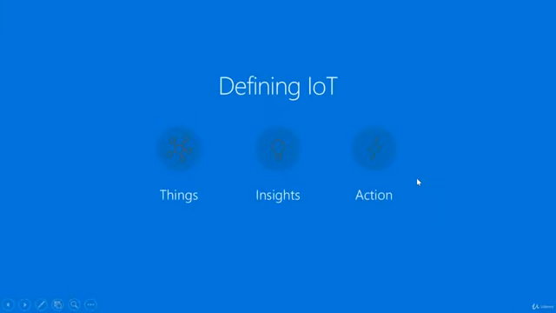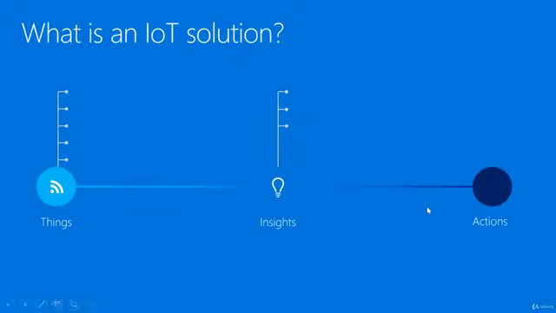Let's go deeper now and define what IoT really is to us. As a simple definition, because everyone will give their own definition of IoT, we can bring IoT down to three main parts, which are things, insights, and actions. Let's start with a simple view of an IoT solution. For Azure IoT, any IoT solution starts with three components, which are things, insights, and actions.